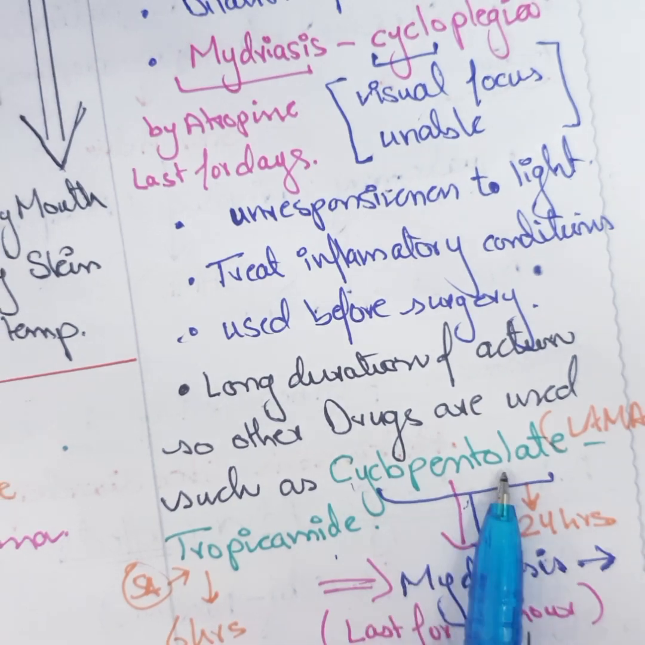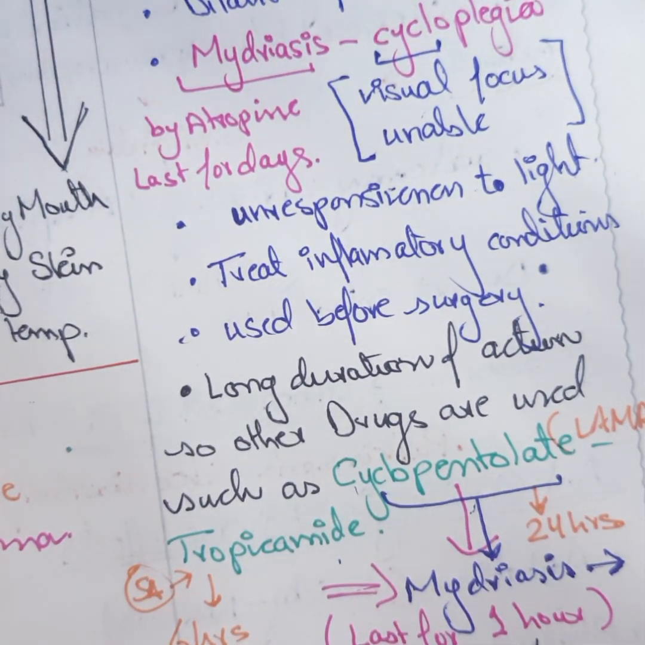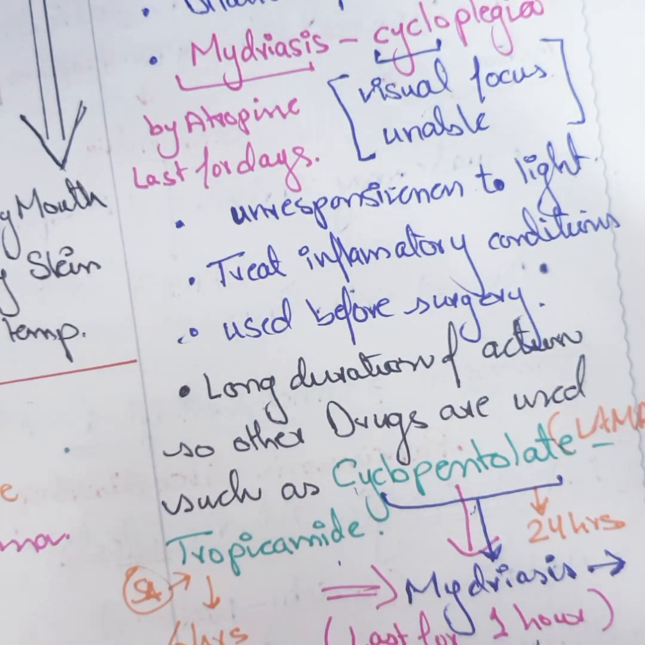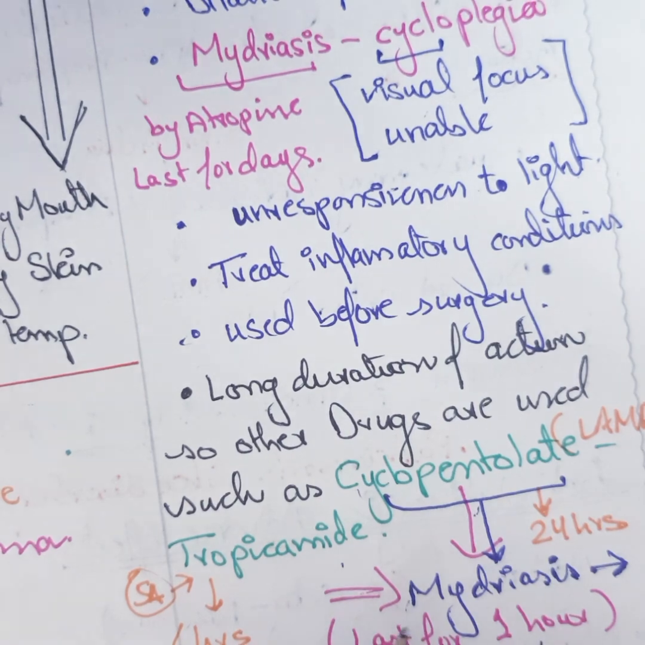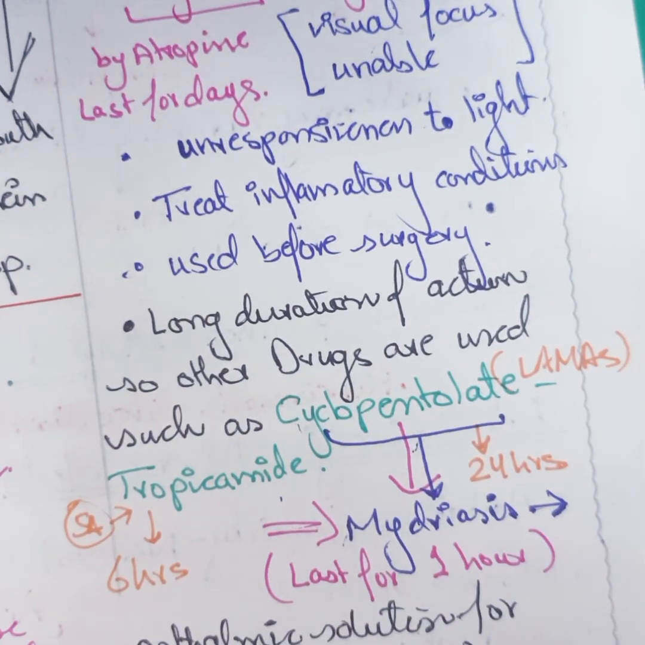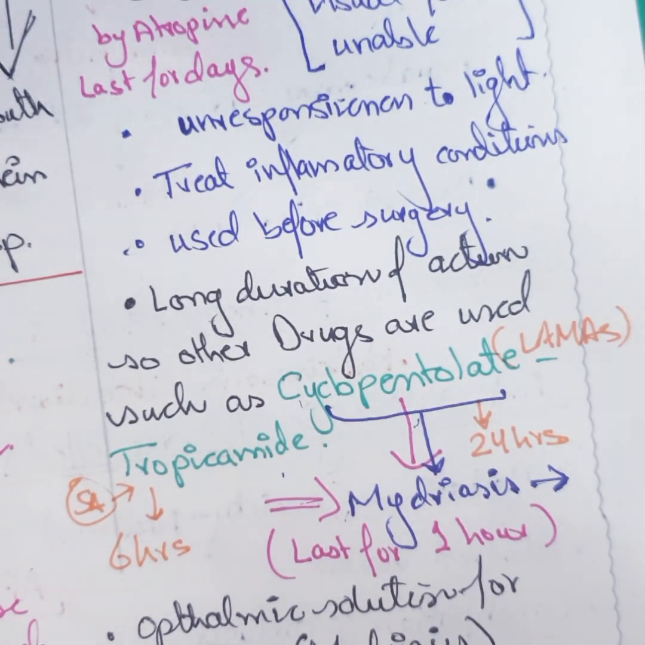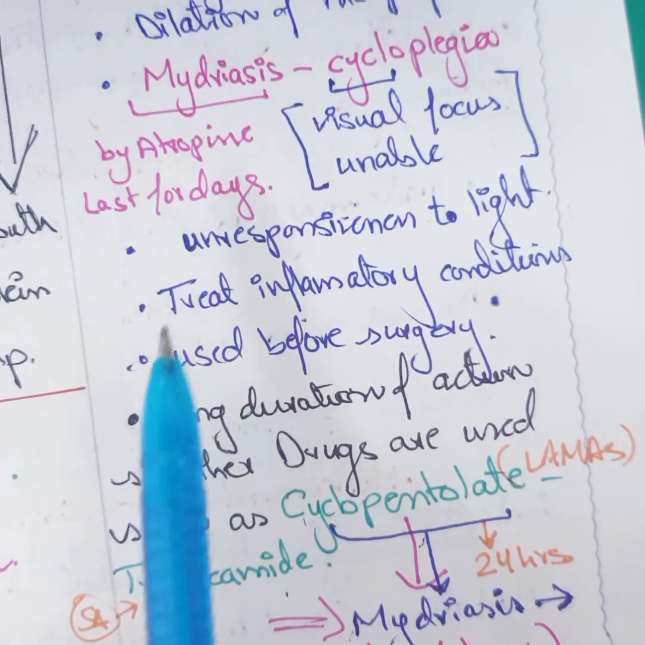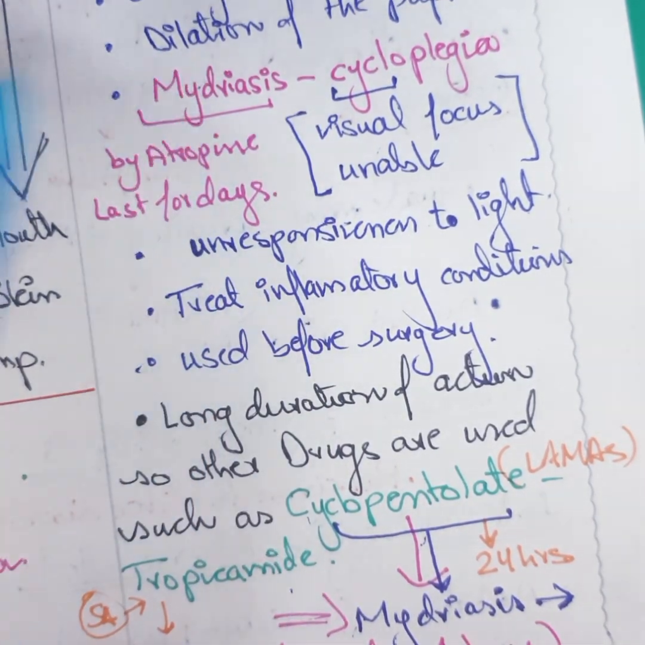That are the cyclopentolate and the tropicamide. Let me repeat, cyclopentolate and tropicamide. Their duration of action is much shorter than the atropine. Atropine is used in the ophthalmic solution for mydriasis.